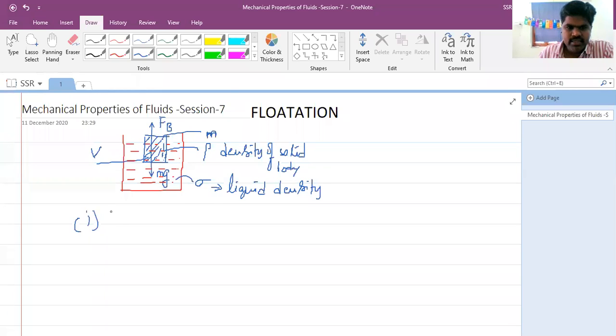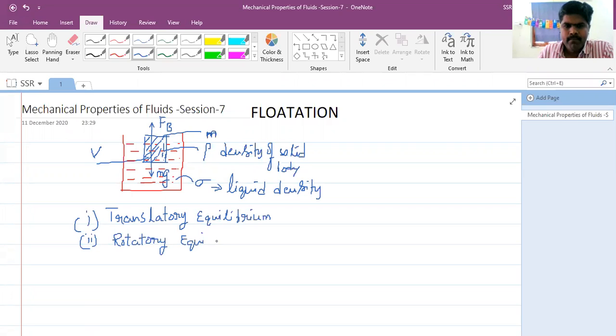The first is translatory equilibrium, and the second type is rotatory equilibrium. One by one, we'll discuss. First, we'll go for translatory equilibrium. In translatory equilibrium, the weight of the solid body should balance the buoyancy force.